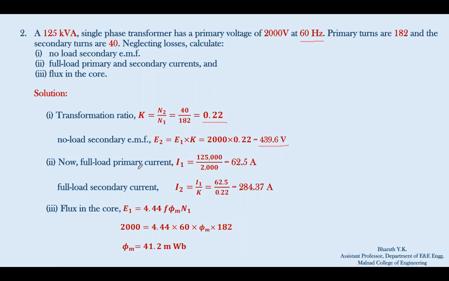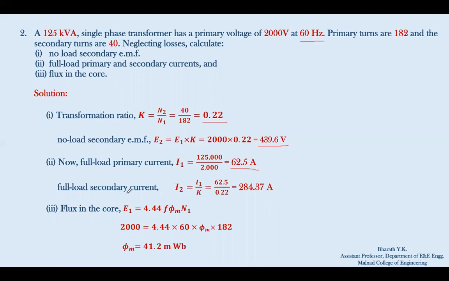To calculate the full load primary current, the full load kVA rating of the transformer is given. So dividing this by the primary voltage, we can obtain the full load primary current. Here 125 kVA, 125,000 divided by 2000 will give you the full load primary current, which is 62.5 amperes.